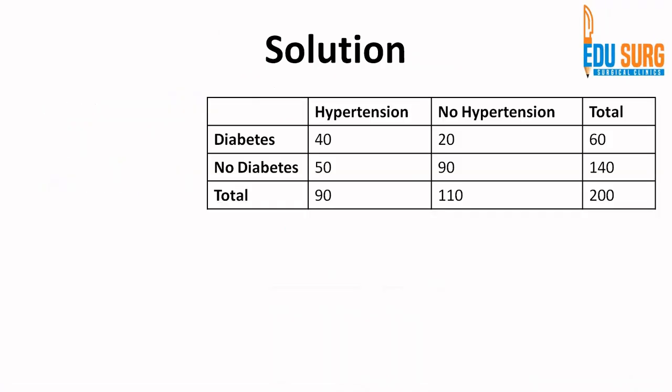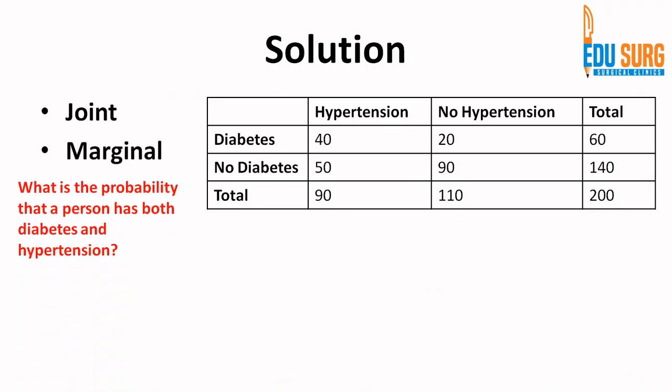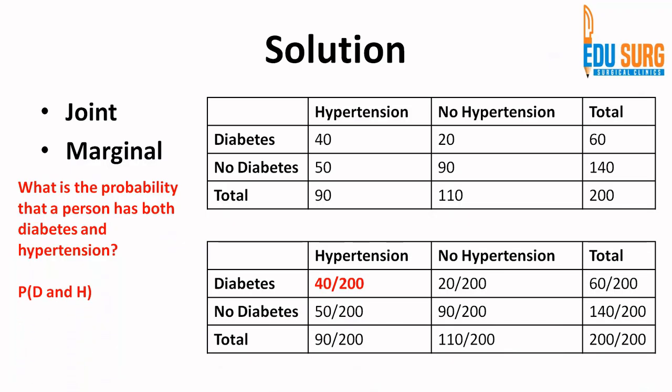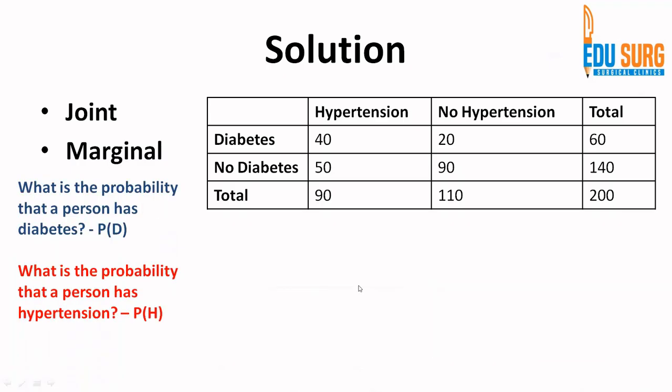Solution: the easiest thing is that the question has already given you a table. So the table method is the easiest. We know that if we want to find the joint and marginal probability, we divide all the values by 200, right? So the first question is what is the probability that a person has both diabetes and hypertension? Divide everything by 200. Your answer is 40 by 200.